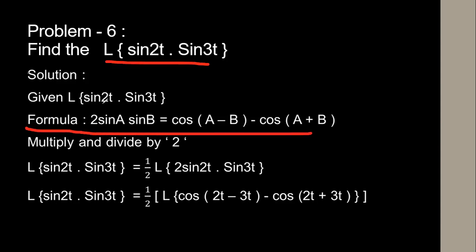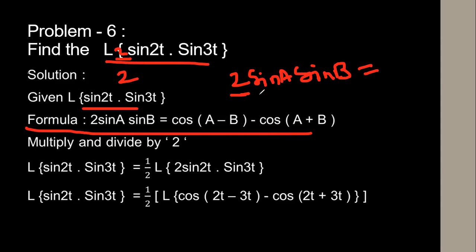That is nothing but 2 sin a sin b. So it is of the form of the 2 sin a sin b formula, and we are going to apply that formula. But in this case, we don't have the 2 here. So what do we have to do? We have to multiply and divide by 2 in order to convert it into this formula.